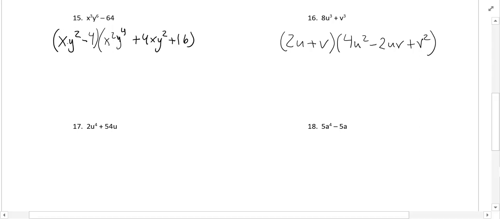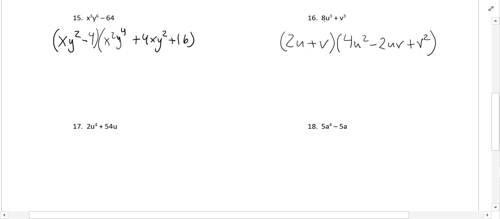So you take your first term and you square it. So you get x squared y to the 4th. Then you multiply a and b together. So we have 4 times xy squared, and you switch the sign. So plus 4xy squared, and you square the last term. So plus 16.